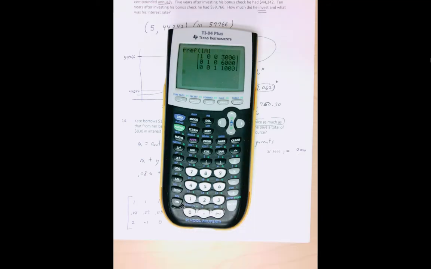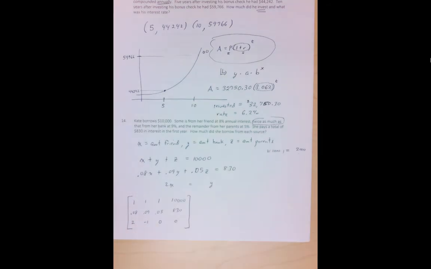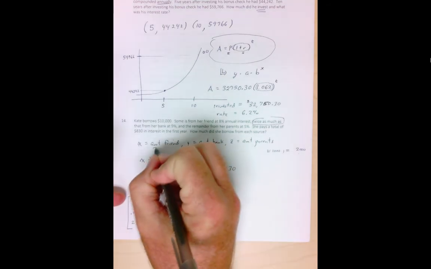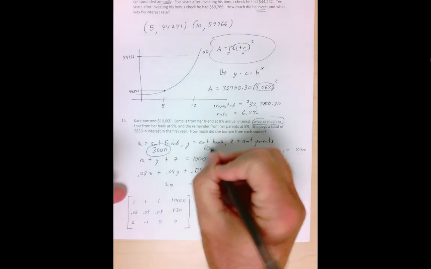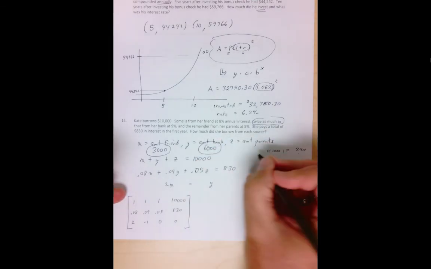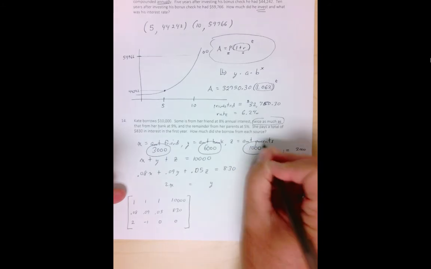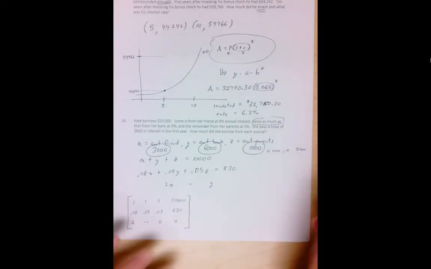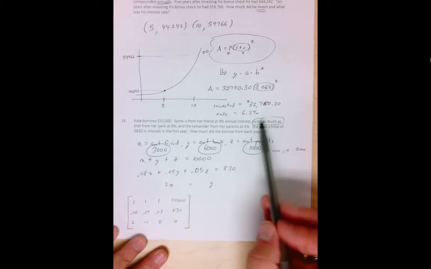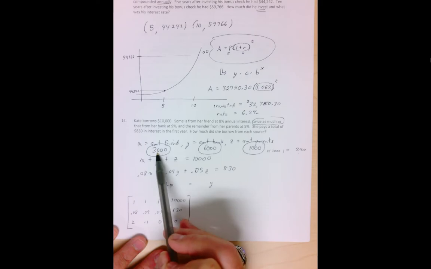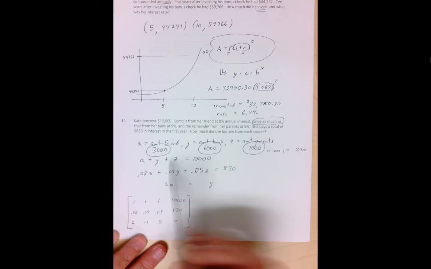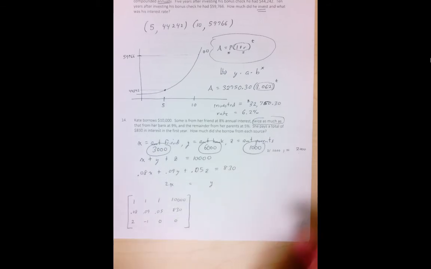And it looks like she borrowed $3,000 from her friend, $6,000 from the bank, and $1,000 from her parents. Now, it says that twice as much needs to be from the bank as from the friend. So we see that we took care of that. And sure enough, we have $10,000, and you can check the interest if you want to do that.